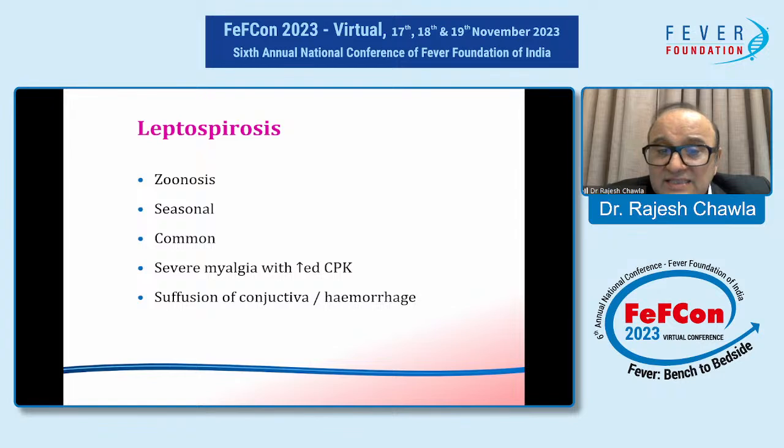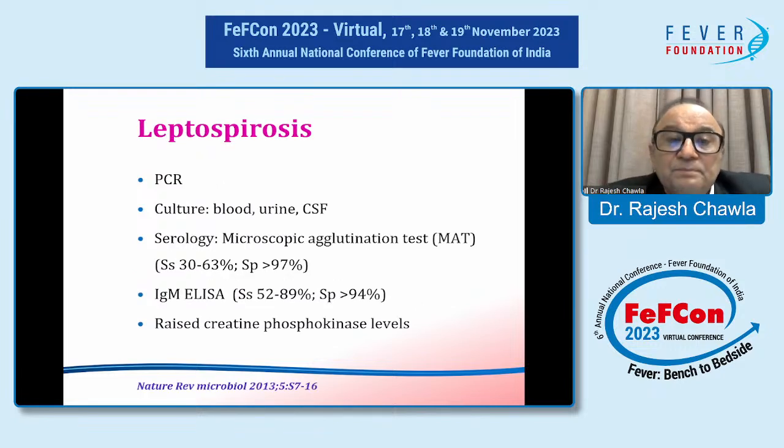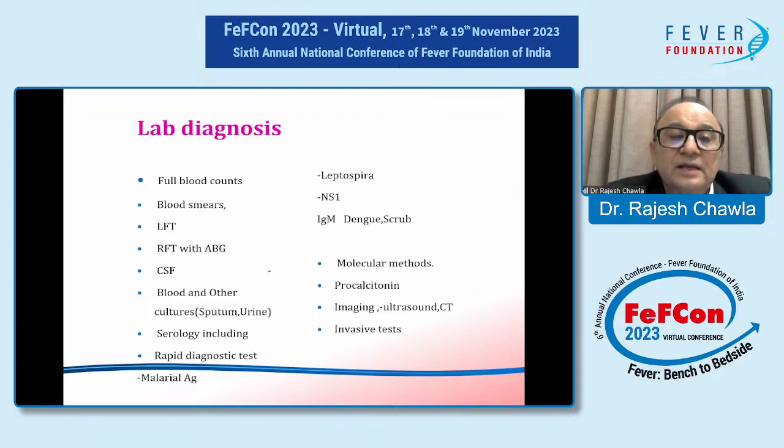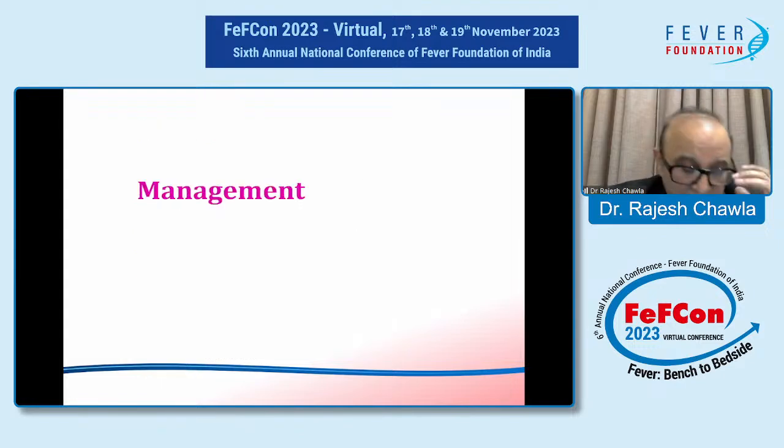Leptospirosis, again, is seasonal, with severe myalgia, and these patients have increased CPK, conjunctival suffusion and hemorrhage, with multi-organ failure, particularly the kidney also being involved; you think of leptospirosis. The PCR, whether done in blood, CSF or urine, is very diagnostic in these patients. Serology, the MAT test, can also be done, and raised CPK level, as I said. Again, you should try to do the test for what you are looking for rather than just getting a battery of tests.